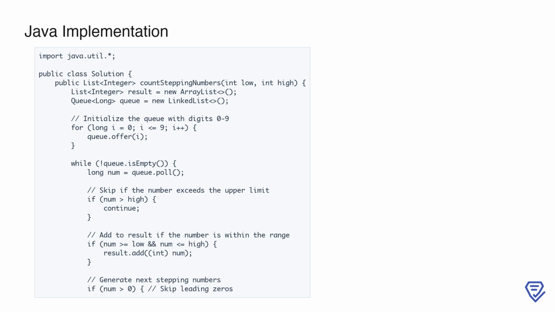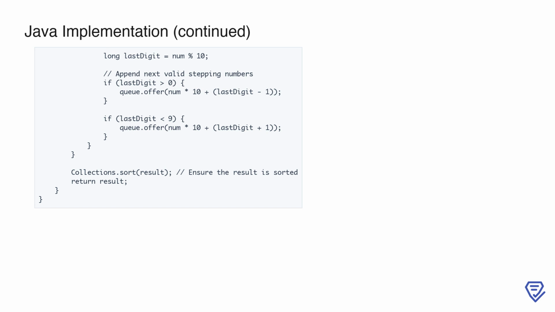Inside the loop, we retrieve and remove the first number in the queue using poll. If this number is greater than high, we skip further processing for it since it exceeds our range. However, if the number falls within the range specified by low and high, we add it to the result list. Finally, we check if the number is greater than 0 to avoid generating additional numbers with leading zeros, and if so, we prepare to generate its next possible stepping numbers.